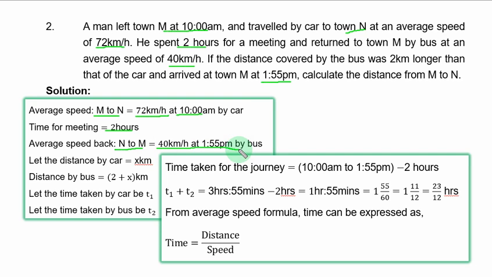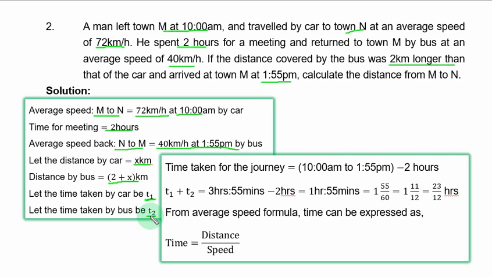Distance by car is unknown, but distance by bus is 2 kilometers longer than that of the car. So if we assume the distance by car to be s kilometers, it therefore means that the distance by bus is 2 plus s kilometers. The time taken by car, let that time be t sub 1, and the time by bus be t sub 2.